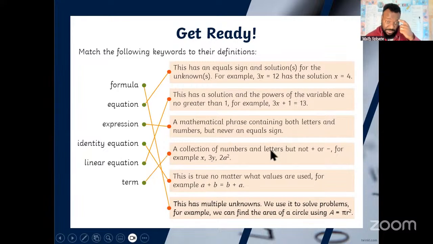All right, last one is a term, a collection of numbers and letters, but not plus or minus. For example, x or 3y or 2a squared. That's a term. Okay, cool. Right, that is time for now.